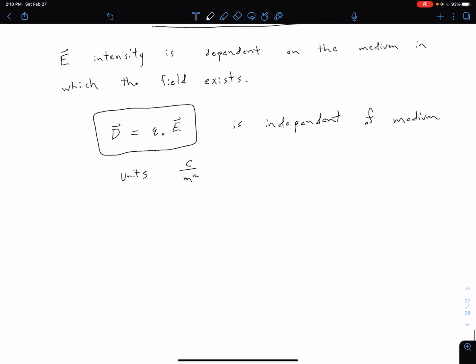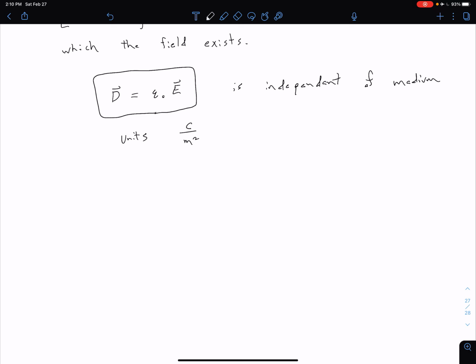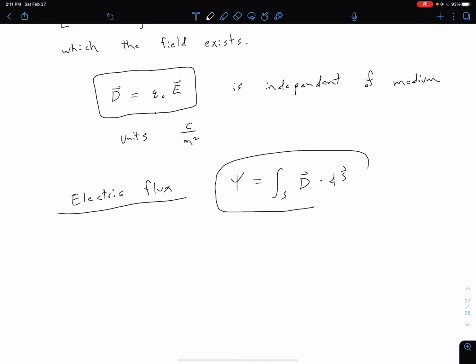So now that we have this electric flux density, we can define electric flux that is going through a surface. Our electric flux is going to be psi, which is equal to the integral over the surface of D dot dS. So the same form of our surface integrals that we looked at earlier. So this is what we're going to define as our electric flux.